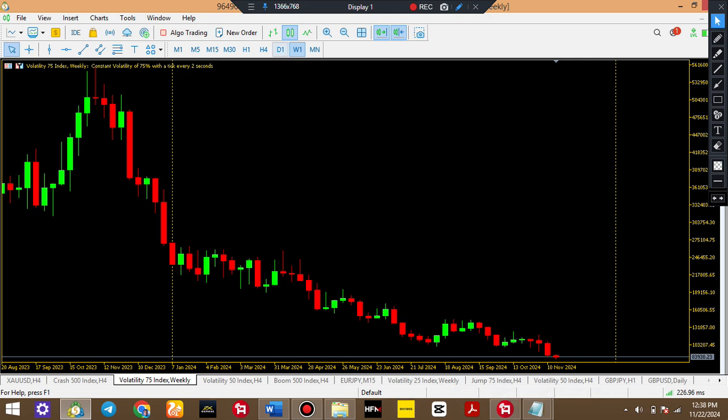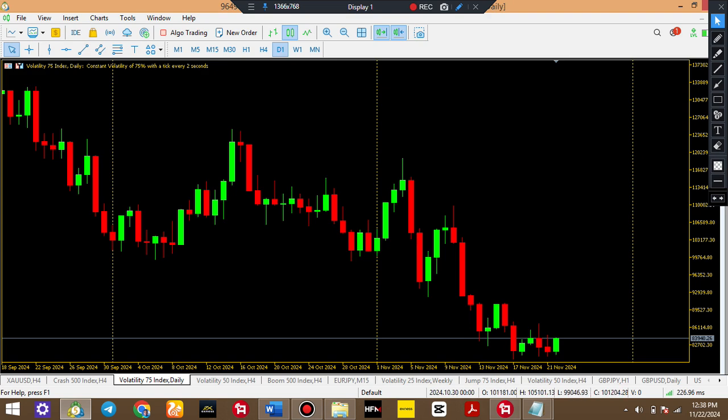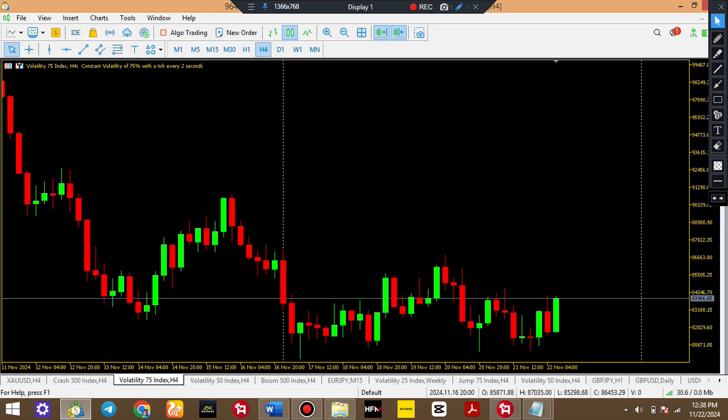So we don't even need to do much analysis here. Coming to the daily time frame, price is still very bearish. Exactly. Price is what? Bearish. Coming to the H4, the 4-hour time frame, price is bearish, though at this point I can say this is more or less like a consolidating price season.